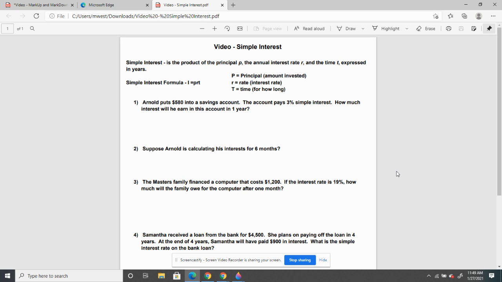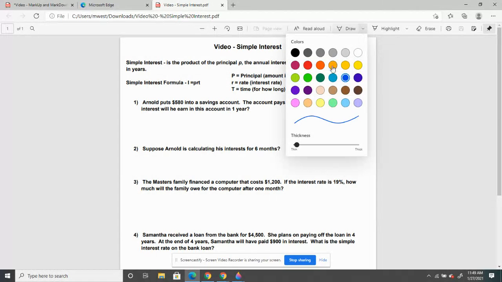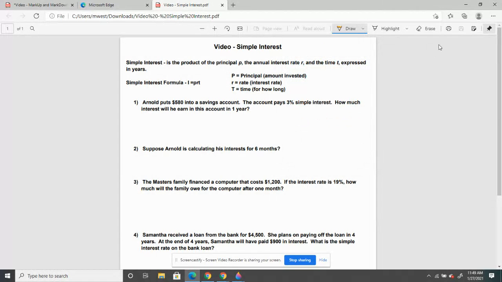Simple interest. What is simple interest? Simple interest is the product of the principal P, the annual rate R, and the time T expressed in years. So the simple interest formula is I equals PRT, where I is the interest. And the principal is the amount invested, or the amount you start with, or the amount you deposit. The amount you paid for something is what you start with.